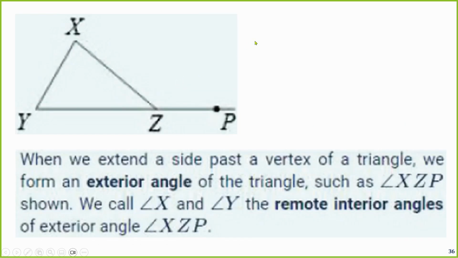And next, when we extend a side past the vertex of a triangle, we can form an exterior angle of that triangle. For example, this angle here is called an exterior angle, such as angle XZP. We call X and Y the remote interior angles of exterior angle XZP. So these two interior angles are the remote angles of this exterior angle XZP. Are you clear? Again, this is some trivial concept. Make sure we are talking about the same language in geometry, okay?